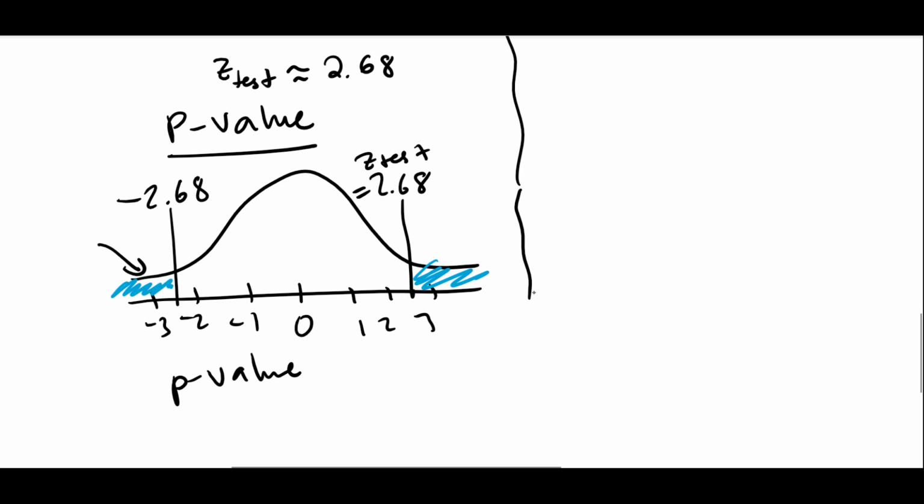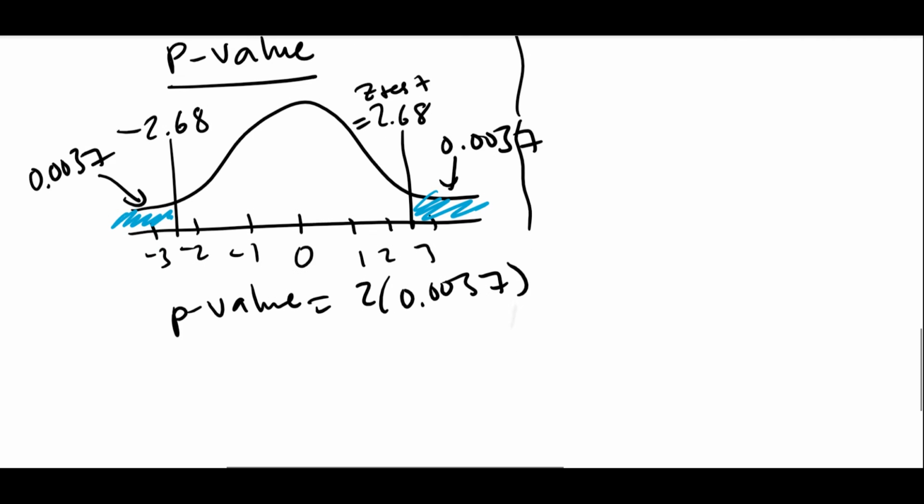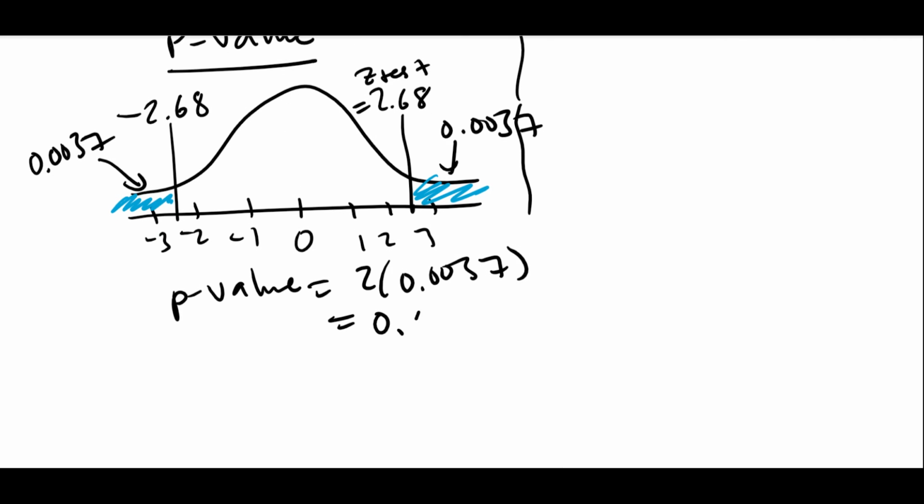So that's what this area is worth, 0.0037. Same thing for that area. That area is also worth the same. So basically, you're going to double that area to get the p-value. So you get 0.0074 for the p-value.